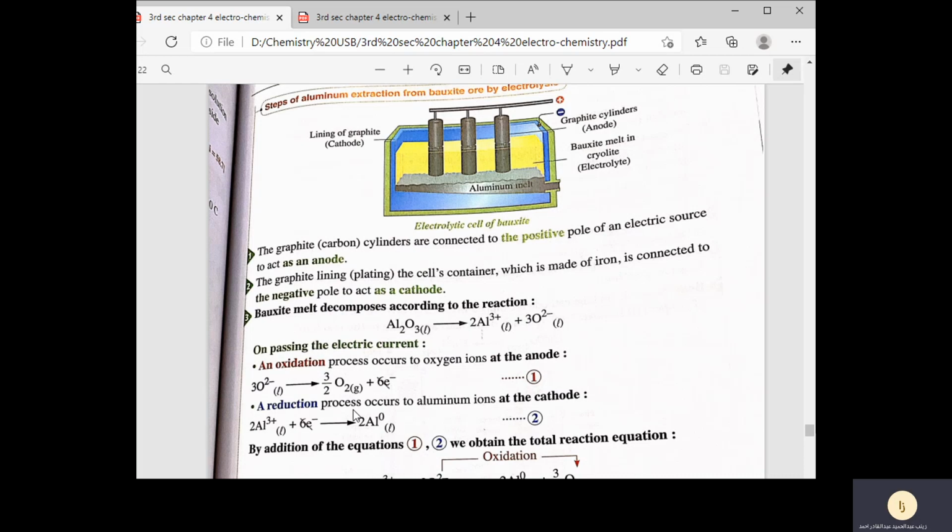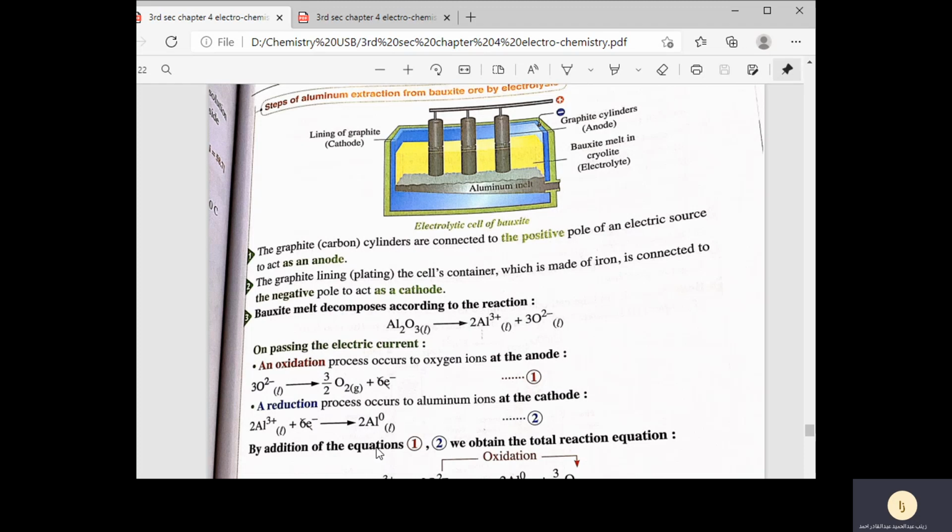A reduction process takes place for aluminium. Aluminium has positive charge, so قلنا تاني الألمنيوم بقى عليه positive charge فهيعمل reduction، يعني يعمل gaining للإلكترون. Each aluminium ion tries to gain 3 electrons, so we need 6 electrons which are produced from the first equation. So the aluminium will be changed into aluminium 0.